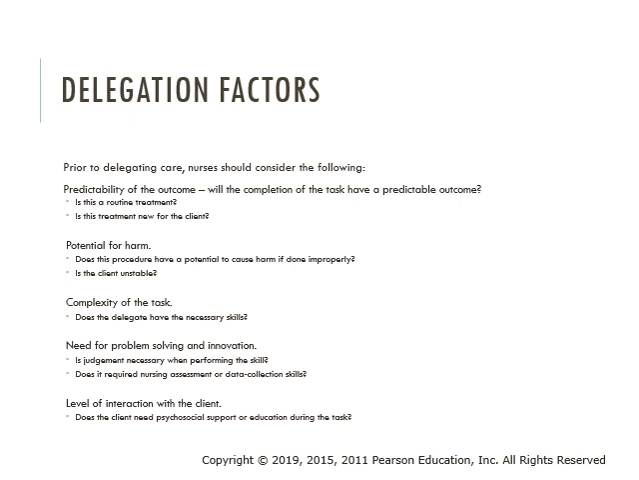The complexity of the task. Does the delegatee, the person who's going to receive instructions for delegation, have the necessary skills to complete the task? Is there a need for problem solving and innovation while completing the task? Is judgment necessary when performing the skill? So if judgment will be necessary when performing a skill, we need to ensure that the person who we've delegated the skill to has the ability to make the appropriate judgment if necessary while performing the skill.